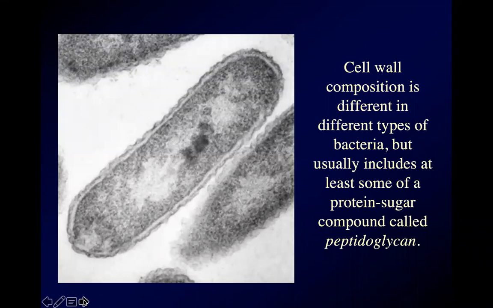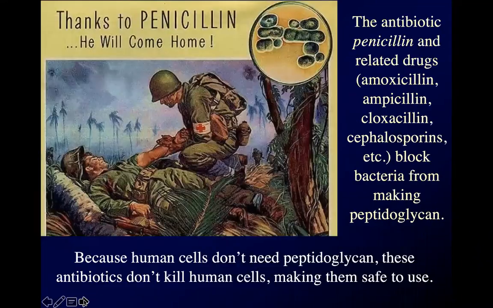The reason peptidoglycan matters is that antibiotics of the penicillin family, which includes not just regular penicillin, but things like amoxicillin and ampicillin, cephalosporins, things you might have been prescribed. I mean, my kid used to get amoxicillin for ear infections. Some of you might have taken these before, or you might know them. The reason they work is that they block bacteria from making peptidoglycan.